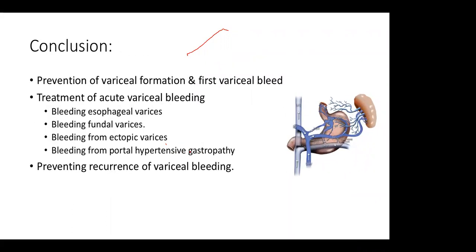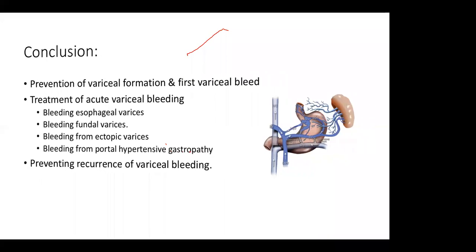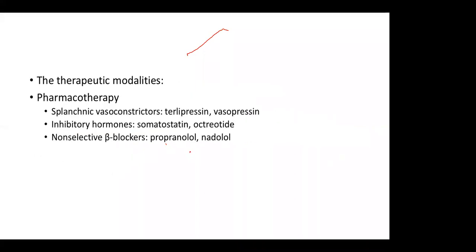So, dear Chairman, dear Professor, dear colleagues, I would like to conclude that the prevention of variceal formation and variceal bleeding is of great importance. The treatment of acute variceal bleeding is based on the bleeding site: esophageal varix, fundal varix, ectopic varix or portal hypertensive gastropathy. Usually, preventing recurrence of variceal bleeding will reduce the mortality. For this treatment modality, many pharmacological therapies can be used.